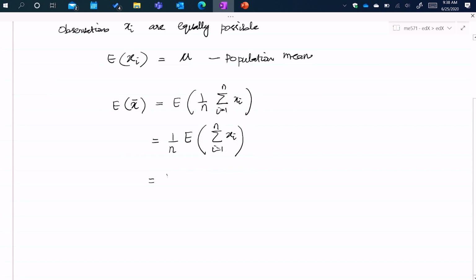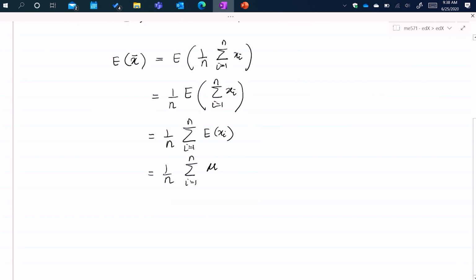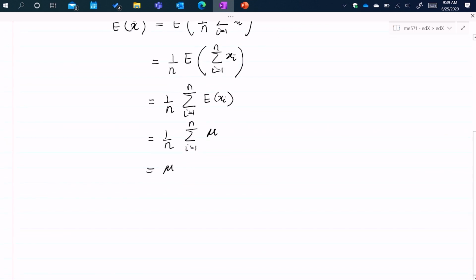And now I will use the property of expected value, that the expected value of a sum is the sum of expected values. So i going from 1 to n of the expected value of xi, which is 1 over n summation i going from 1 to n of mu, which is the population mean, and that's equal to mu, because n times mu divided by n gives you mu. That's the expected value of the sample mean.